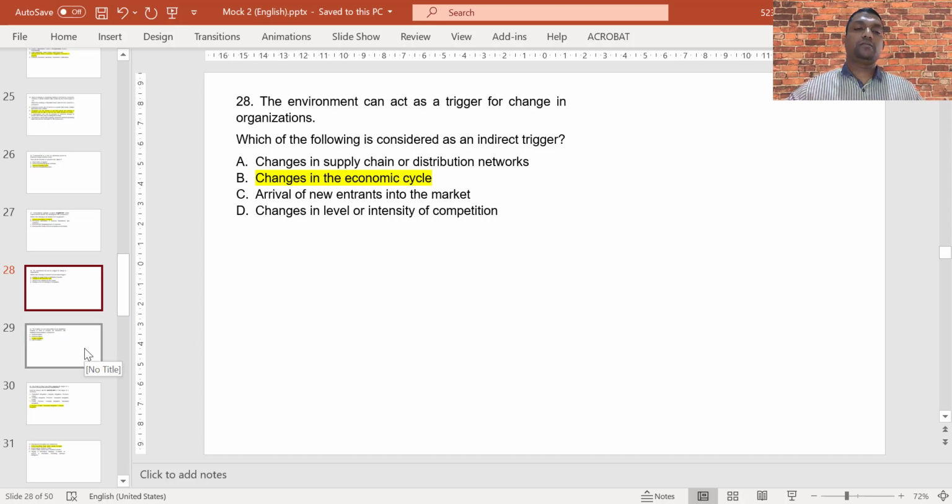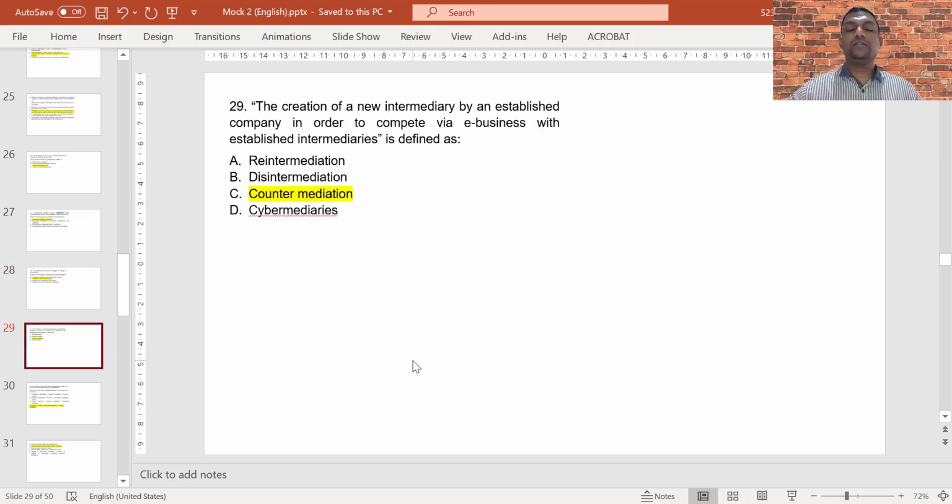Right. Question number 29. The creation of a new intermediary by an established company in order to compete via e-business with established intermediaries. So, introducing a new intermediary by an established company. Established companies have intermediaries. Intermediaries are other organizations who are between the end user, end customer, and the organization. So it's like the agent, the distributor, the retail seller.